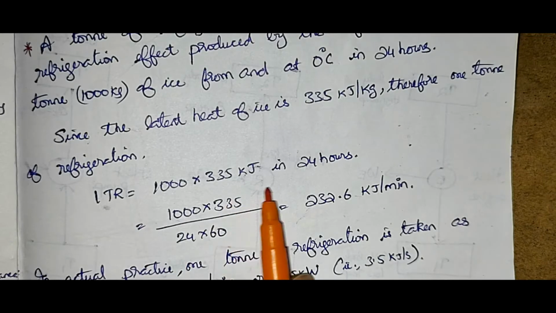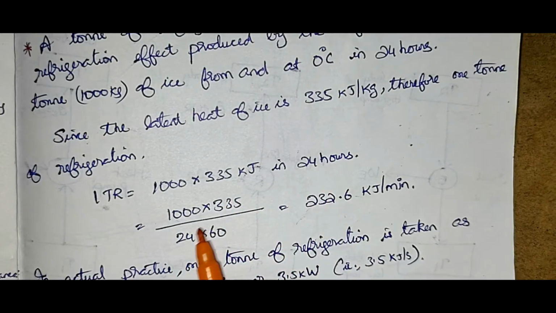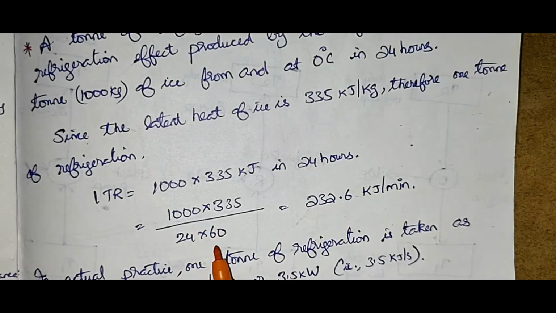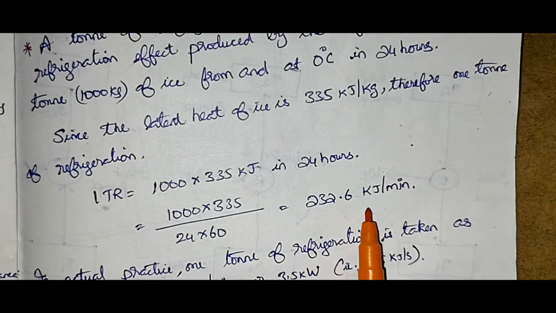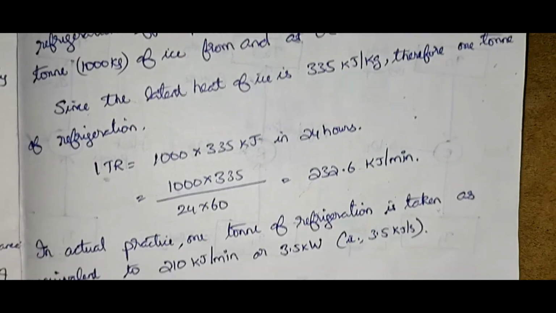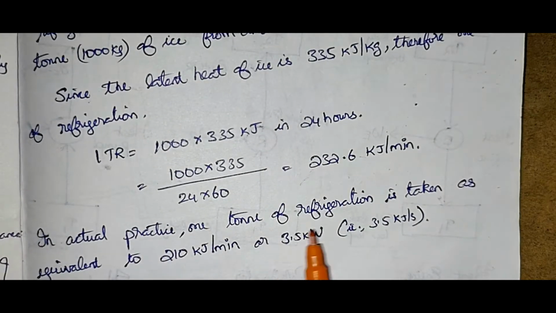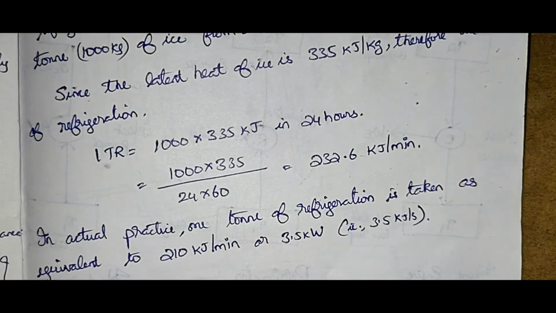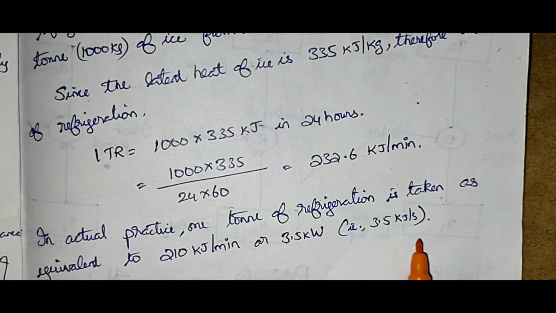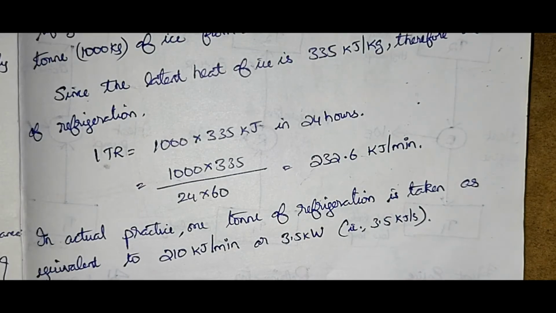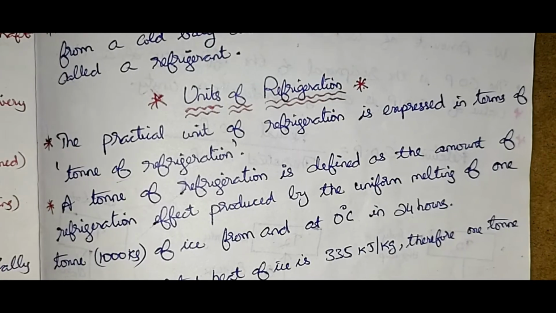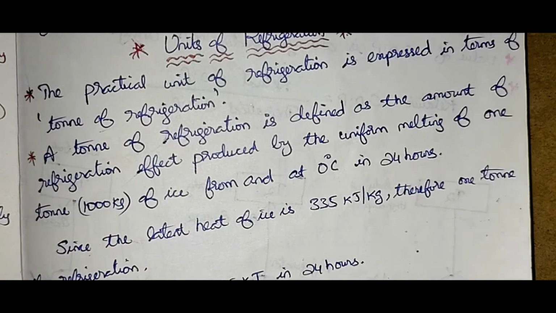1000 into 335 kilojoules in 24 hours. So 1000 into 335 by 24 into 60 is equal to 232.6 kilojoules per minute. In actual practice, 1 ton of refrigeration is taken as equivalent to 210 kilojoules per minute or 3.5 kilowatts, that is 3.5 kilojoules per second. I think you have understood the units of refrigeration.